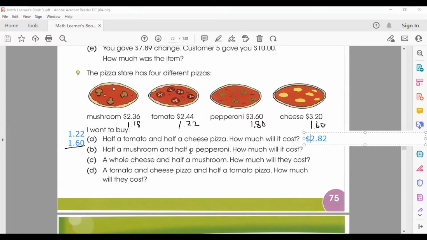Okay, half a mushroom and half a pepperoni. How much will it cost? Half a mushroom, it's 1.22, plus half a pepperoni, 1.80. We need to add these two. So it is 2 plus 8, 10. Yeah, it's coming 3.02. So you can write here $3.02.